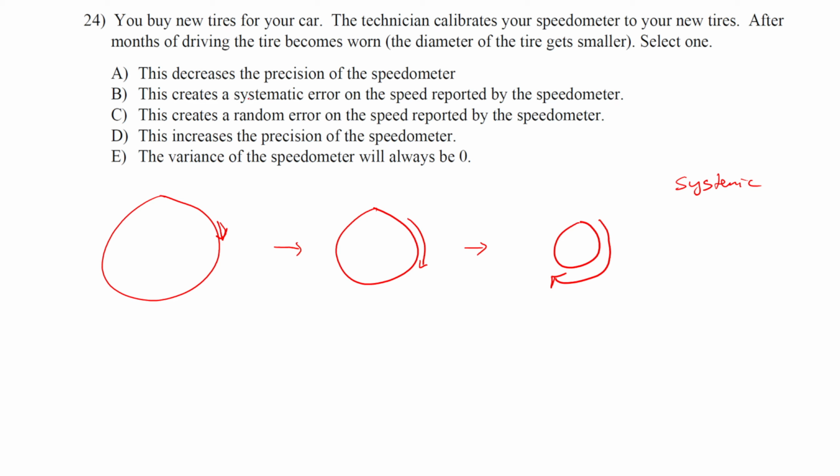So this decreases the precision, right? False. This creates a systematic error on the speed reported by the speedometer. True. This creates a random error. No. False. This increases the precision of the speedometer. False. The variance of the speedometer will always be 0. That's just, I made something up that looked good, right? So the answer here is B.